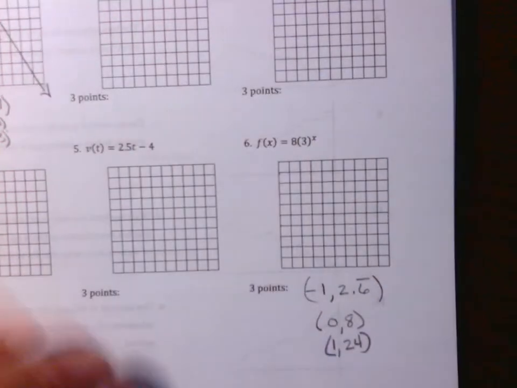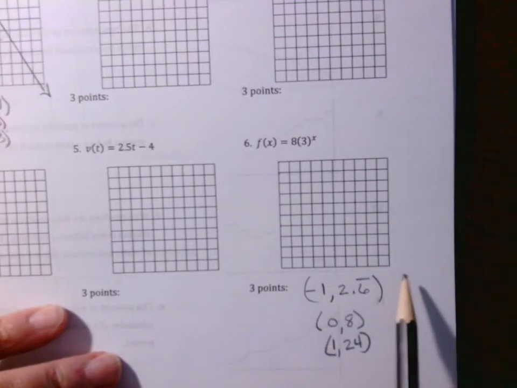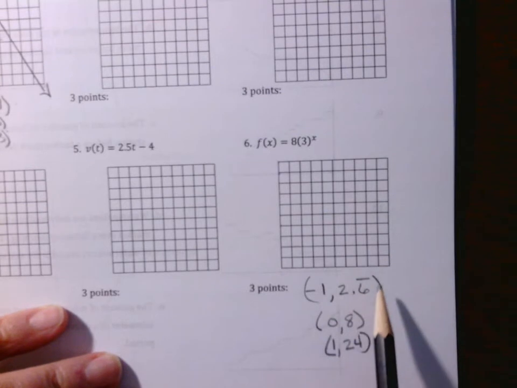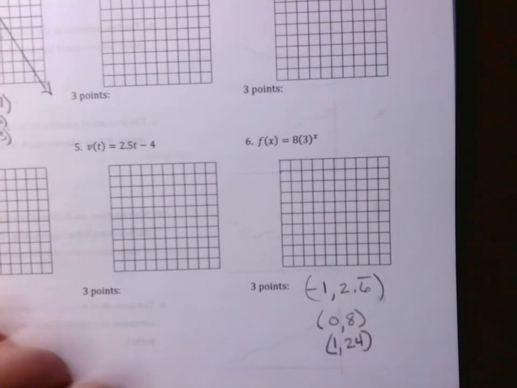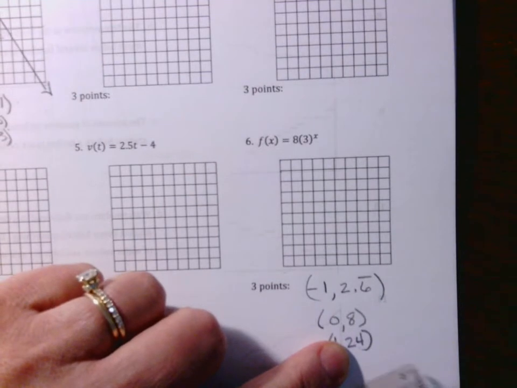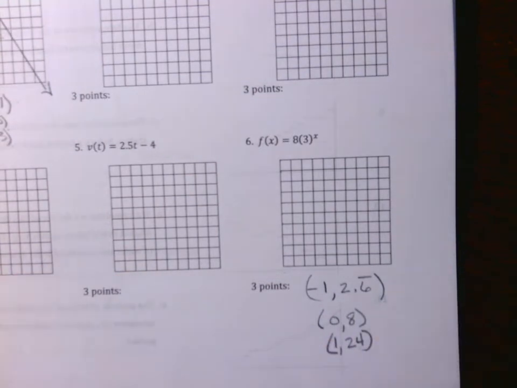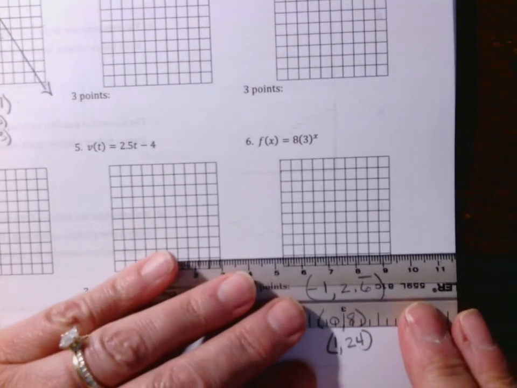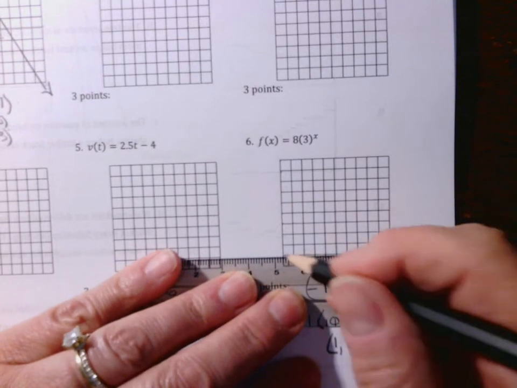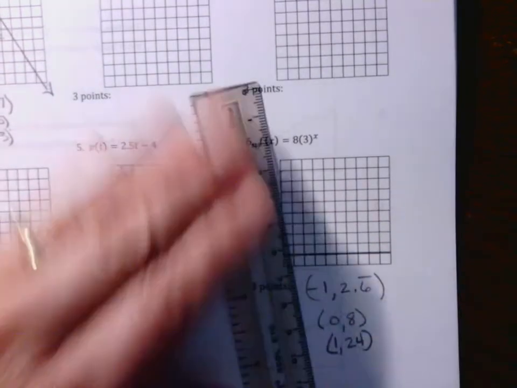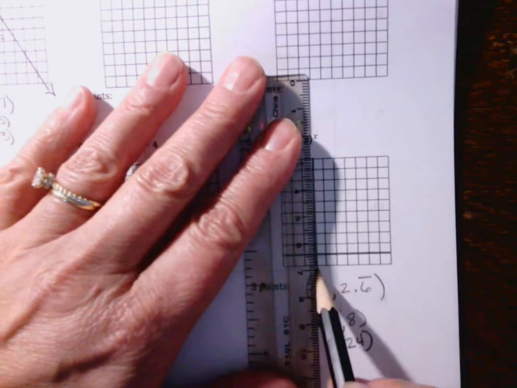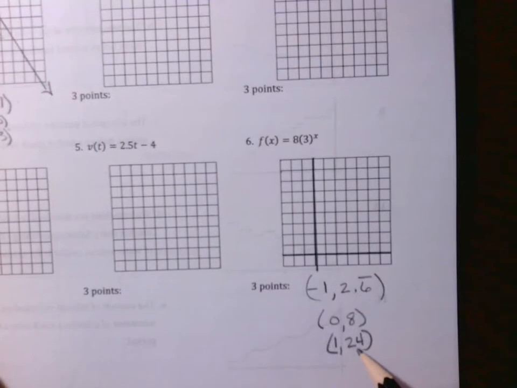So again, I think I'm going to have to be careful about the scale that I use for this because my y value gets very large very quickly. And if I'm not careful, I won't be able to fit this 24 on the graph. So let's go ahead and I suppose put our axis a little lower and maybe a little bit over. And then let's see if I can get 24 on here.